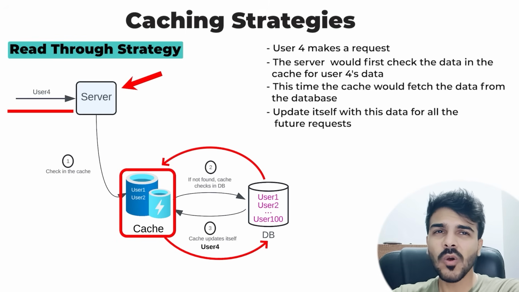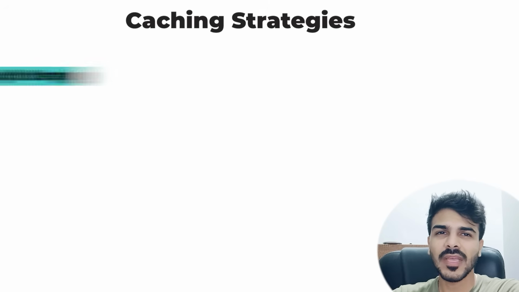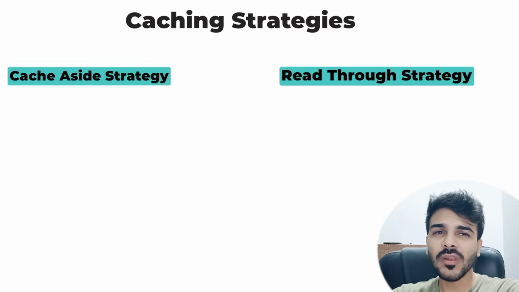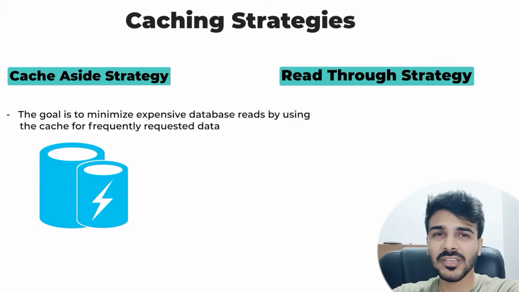This strategy is called a read-through strategy because effectively the server is reading the data from the database with the help of a cache, or it is reading through the cache. So it simplifies the logic at the server side, as the cache itself would be handling all the interactions with the database. In both of these strategies, the goal is to minimize expensive database reads by using the cache for frequently requested data.